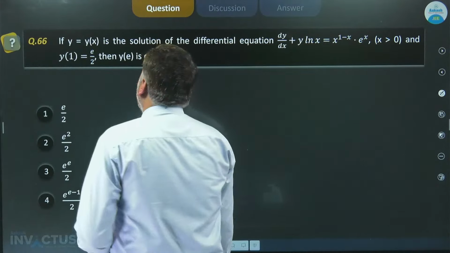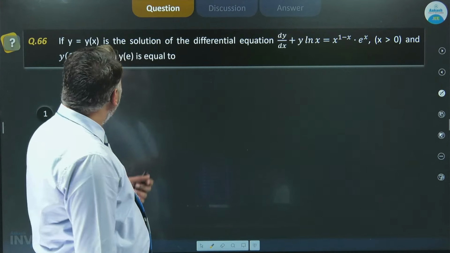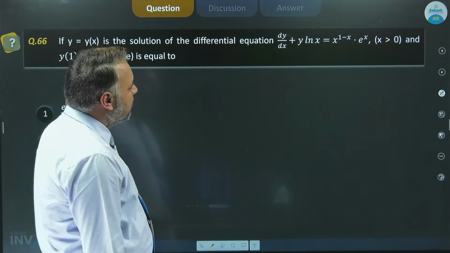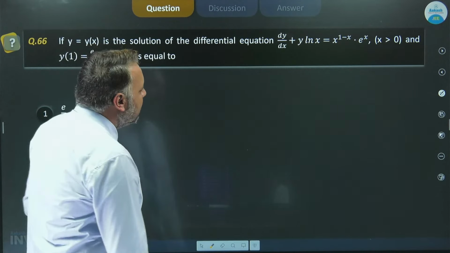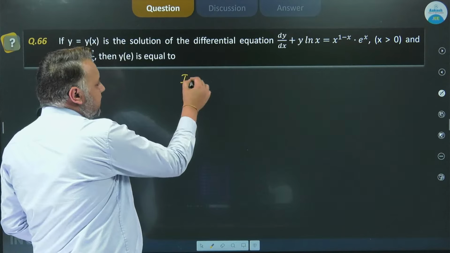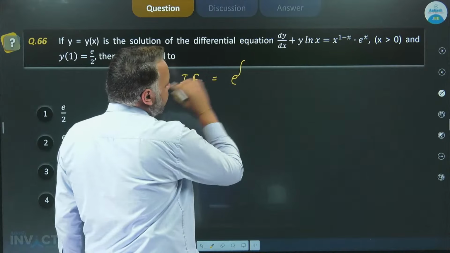If y is equal to y of x is a solution of this differential equation, this is a linear differential equation, and y of 1 is given as e by 2. This is defined for positive x. Then we have to comment on y of e. Taking the integrating factor, what will be the integrating factor? That will be e power integration of P(x) dx.